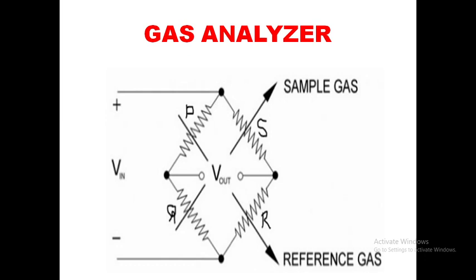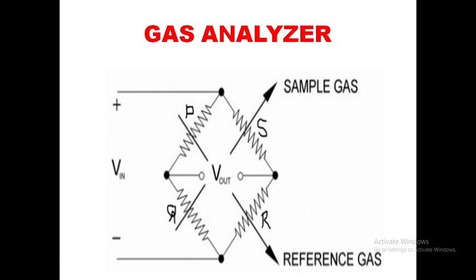Both are the same. Initially, the Wheatstone bridge is balanced by exposing both the sample and reference resistors to the same gas. The bridge is balanced by adjusting resistor Q, so that the output voltage is equal to 0.